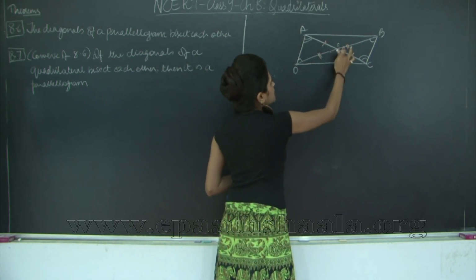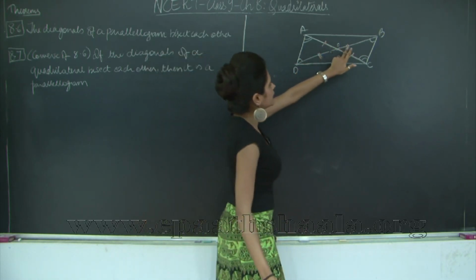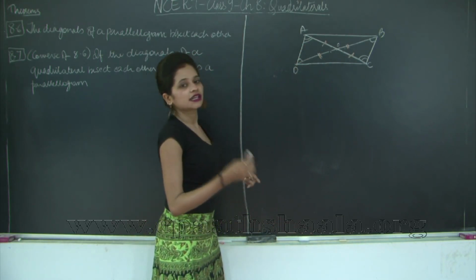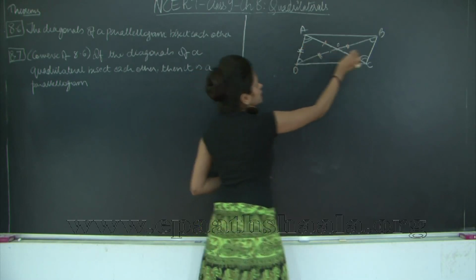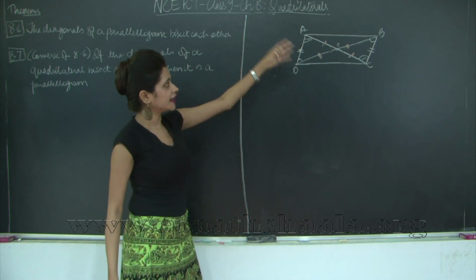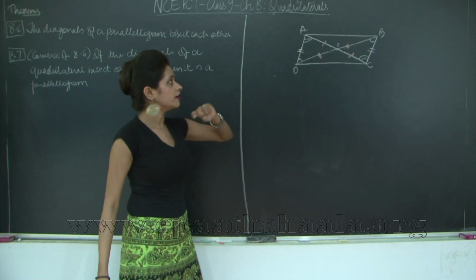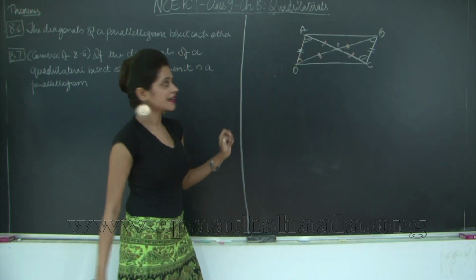Or rather we can't take this angle because that would be AAA test of congruence, so I won't take these two angles. I will say that AD is equal to BC because we just proved that in a parallelogram the opposite sides are equal. So I have these two sides equal to each other. Therefore the two triangles, that is triangle AOD and triangle COB, are congruent to each other by the angle side angle test of congruence. Therefore what can I say?